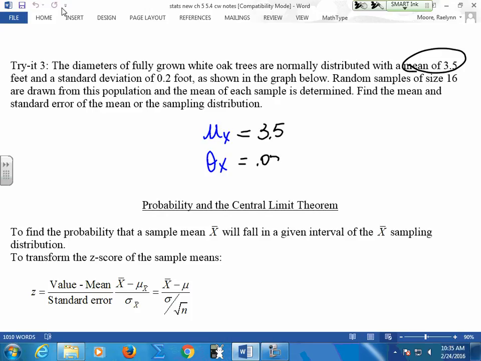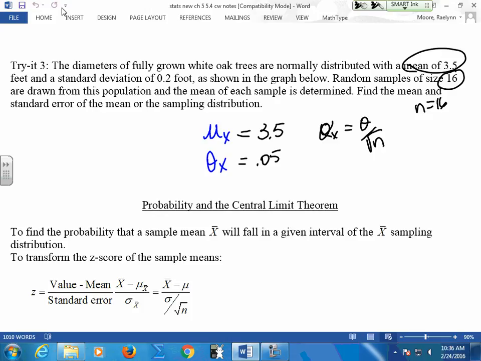0.05, good. We took your standard deviation from your population over the square root of n. Now, why were we able to use this? My sample size is only 16. It's less than 30. How did we know that our sample would match a normal curve?